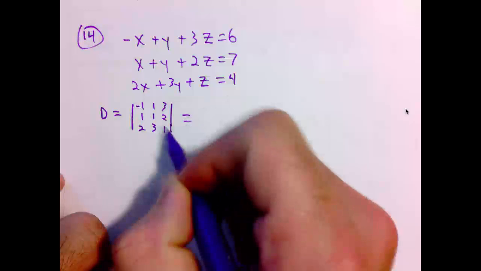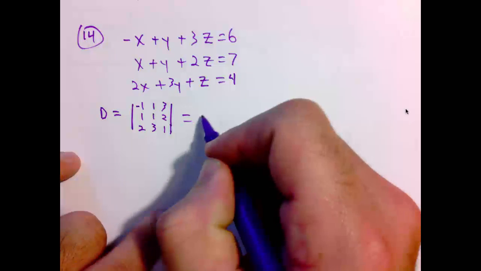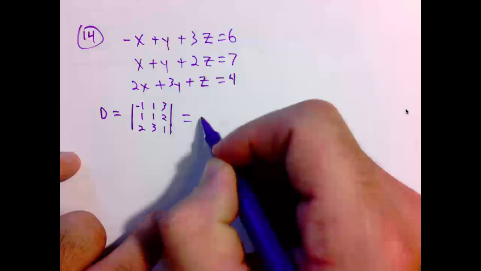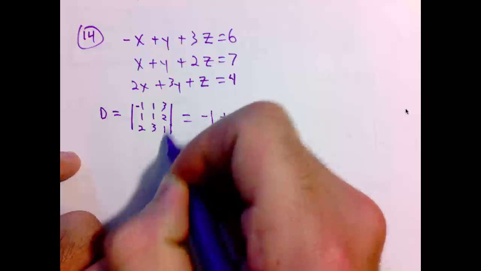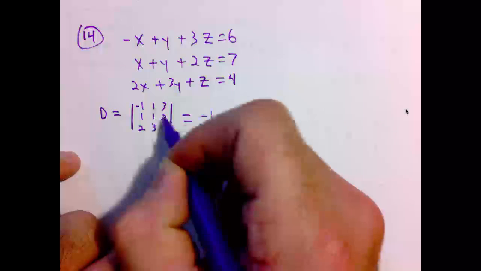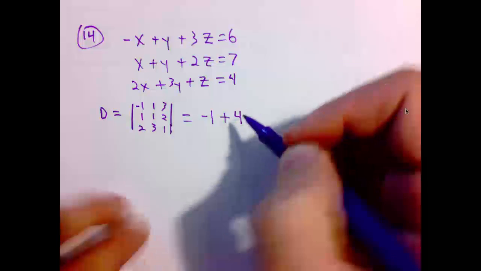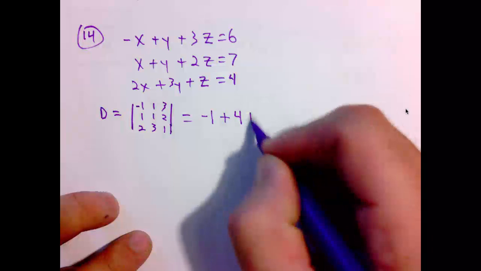Now we go through these diagonals. Negative 1 times 1 times 1, I'm going to simply do this multiplication in my head, that's negative 1. Plus 1 times 2, and then picking up this 2, 1 times 2 is 2, times 2 more is 4, plus 4. Then lastly, 3 times 3 times 1, that's 9.